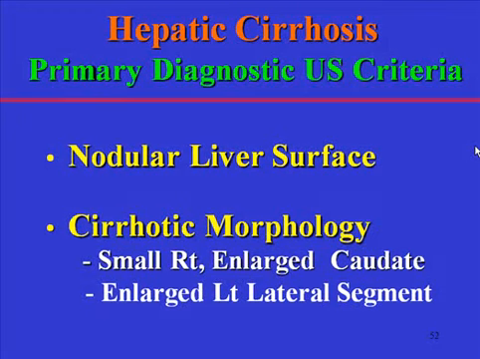The primary diagnostic criterion that we use for cirrhosis is a nodular liver surface. To a lesser extent, we use the shape of the liver, the morphology, where you can have a small right lobe and a large caudate lobe, or in my view, an even more useful finding is an enlarged lateral segment of the left lobe, especially when the surfaces are biconvex.